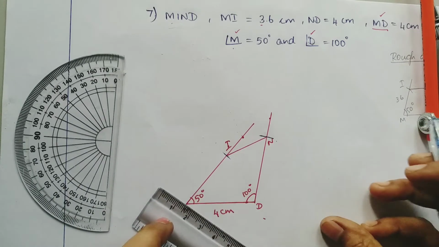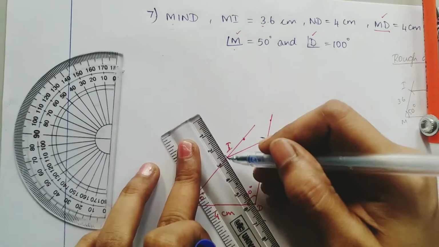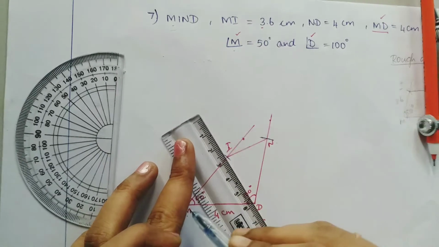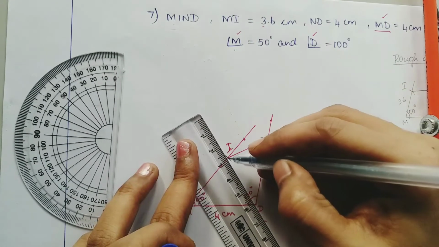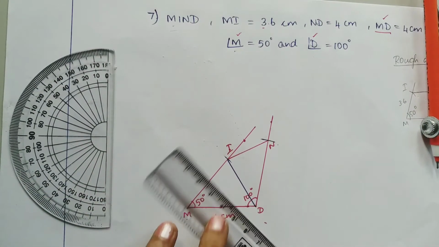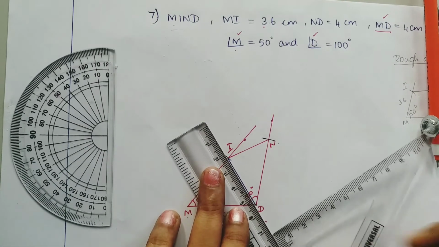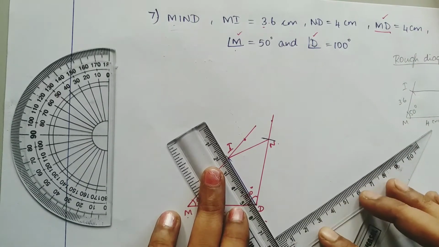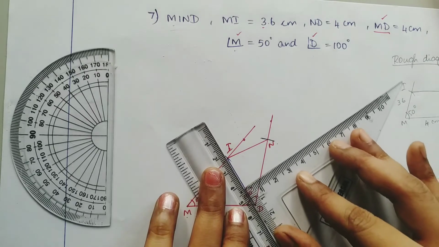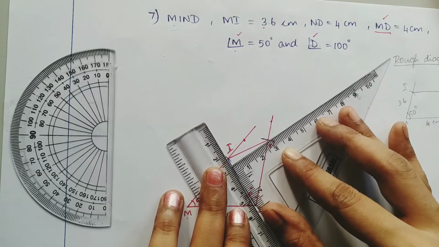To find the height of the two triangles, we need a diagonal line. So I am going to join this I and D, or you can join M and N, anything you can join. Okay, after joining this, what should we do? We should take the set square. Keep your scale like this and then move your set square and find the height of this triangle.